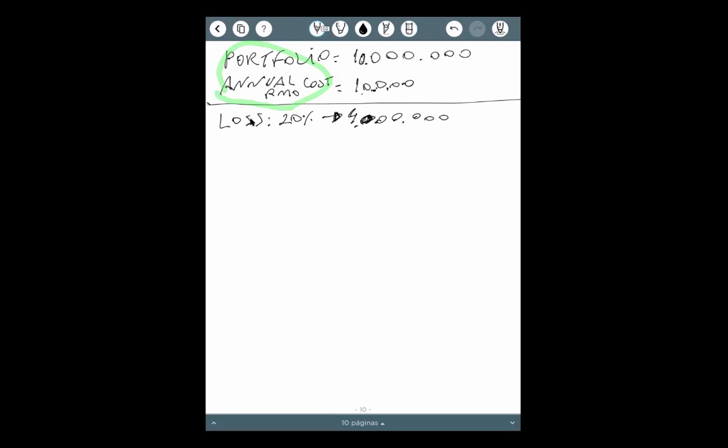So look, if my PMO costs 100,000 per year, okay, this loss is the number that I will compare with the cost of my PMO. Okay, I'm gonna show you how you can do that. Look, this loss, 4 million, okay, will be caused by different problems from company to company.